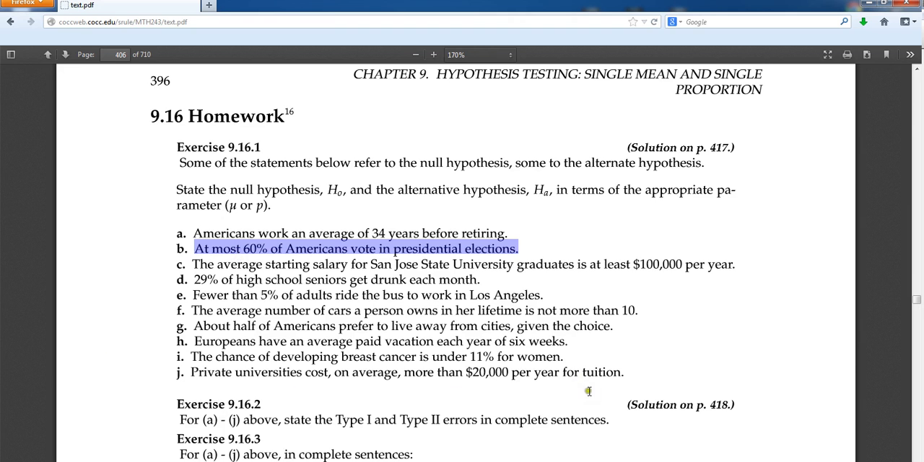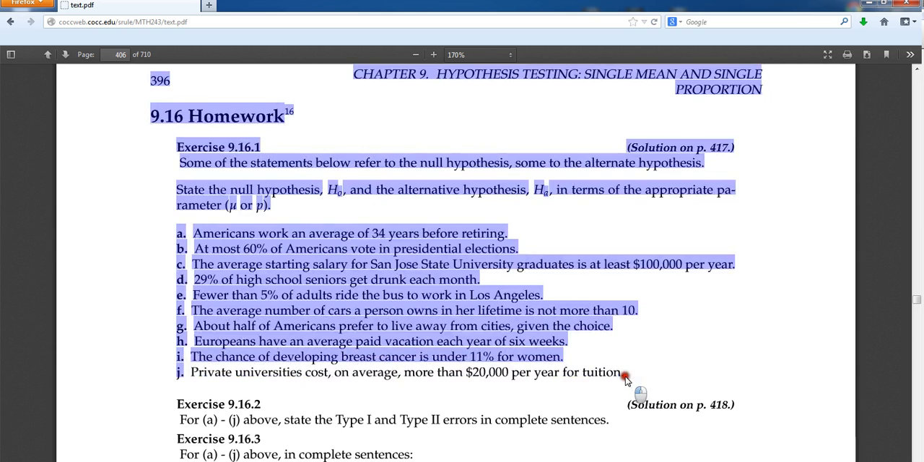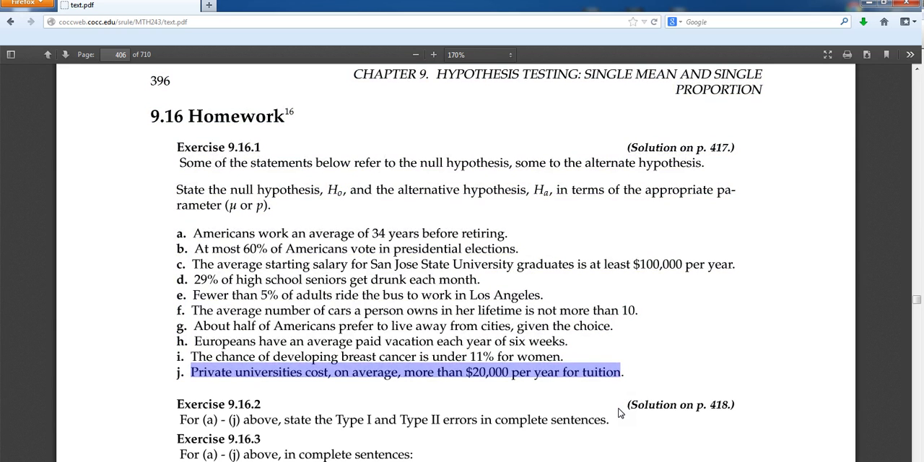Let's go to the very end. Private universities cost, on average, more than $20,000 for tuition. All right. Let me get the thing highlighted properly. There we go. Okay, so it's a more than and it's an average. So if you're using symbols, you'd be saying mu is bigger than 20,000. A type 1 error would be saying, yes, we do agree with this.